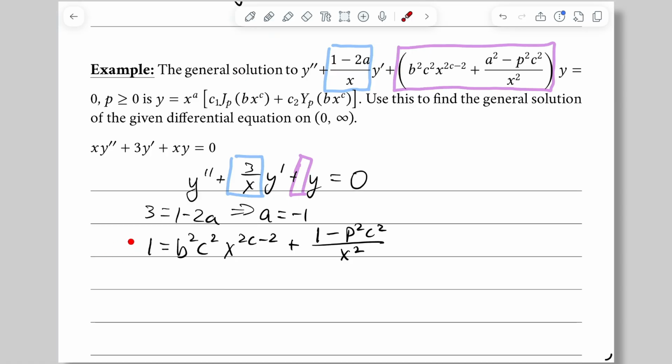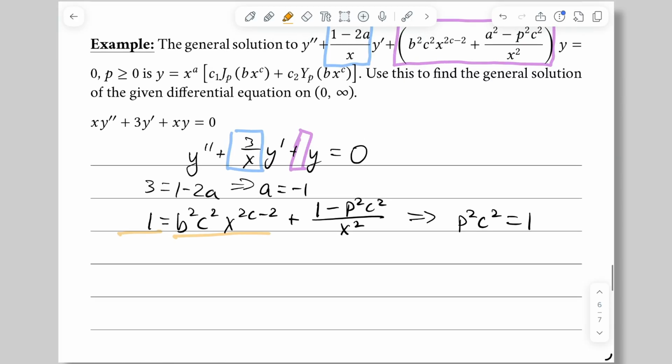And we match up terms on the left with terms on the right. On the right, we have one term that has an x squared in the denominator. On the left, we don't. That tells me that 1 minus p squared c squared is equal to 0, so that p squared c squared is equal to 1. On the left, I only have 1, a constant term, and on the right, I do have a term that has x to the 2c minus 2. There's a coefficient in front of it.